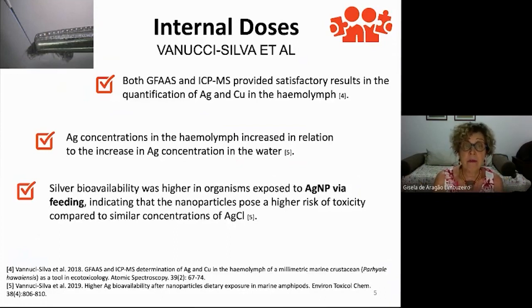Silver bioavailability was higher in organisms exposed to silver nanoparticles via feeding, indicating that the nanoparticles pose a higher risk of toxicity compared to similar concentrations of the diet containing silver salts.